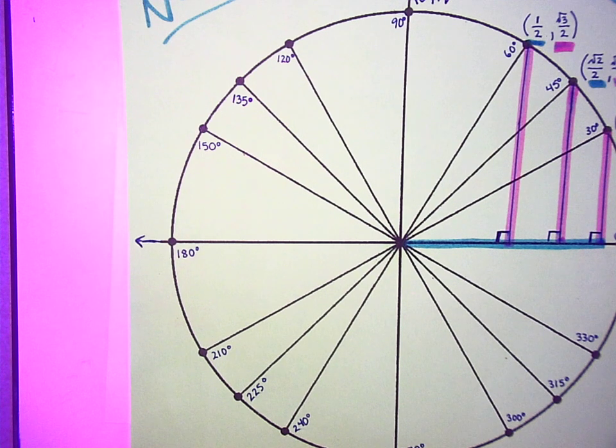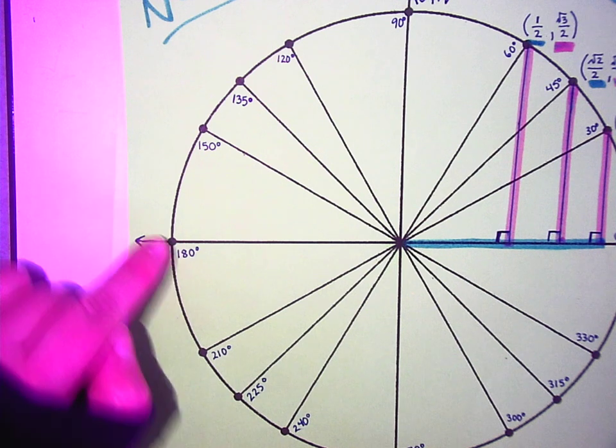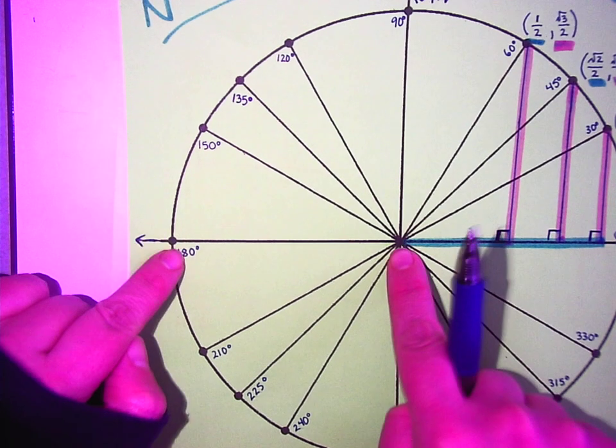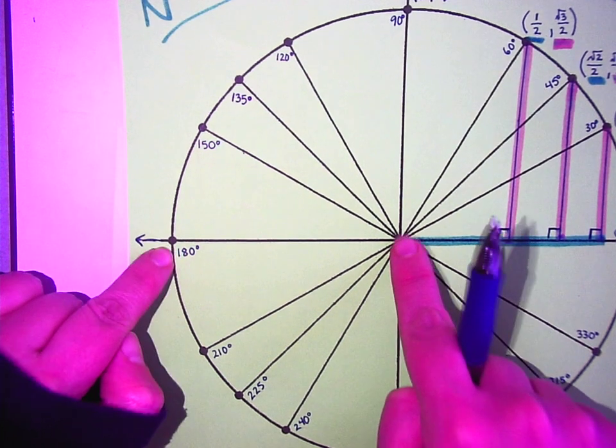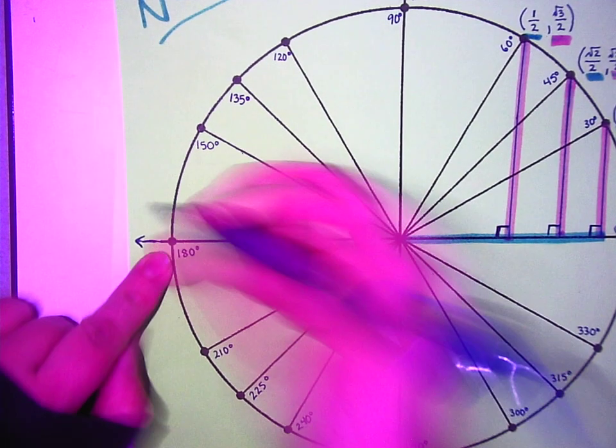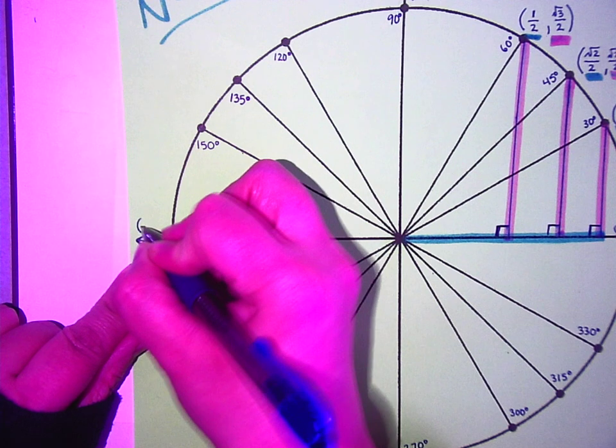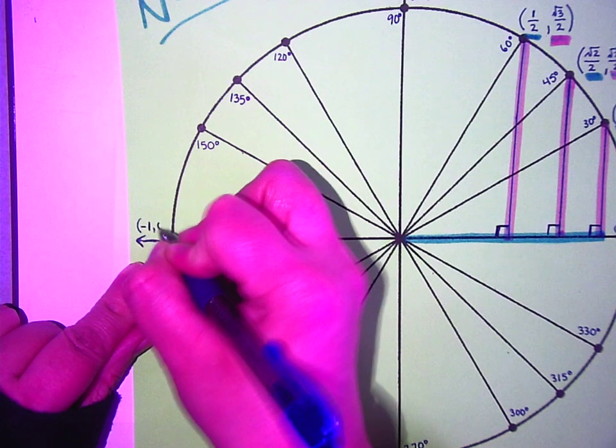What one? 180, what do you think it is? Nope, remember this is 0. Nope. Negative 1. 0.